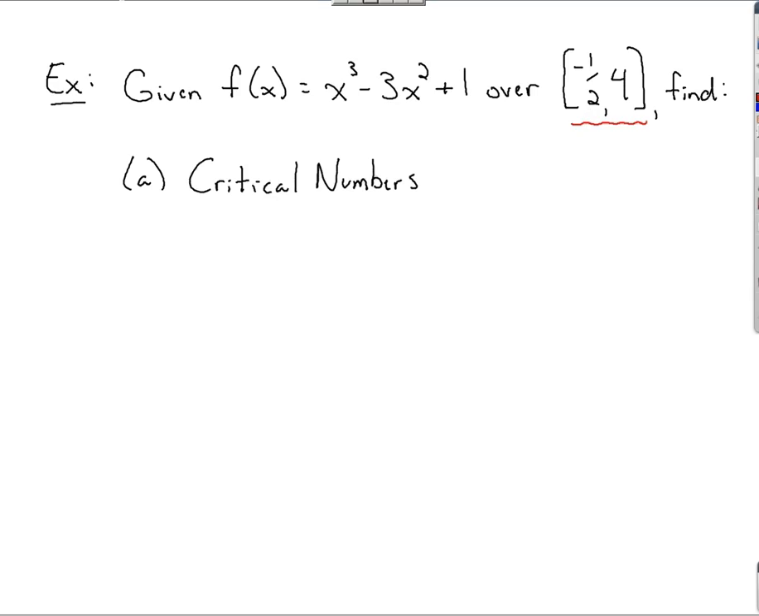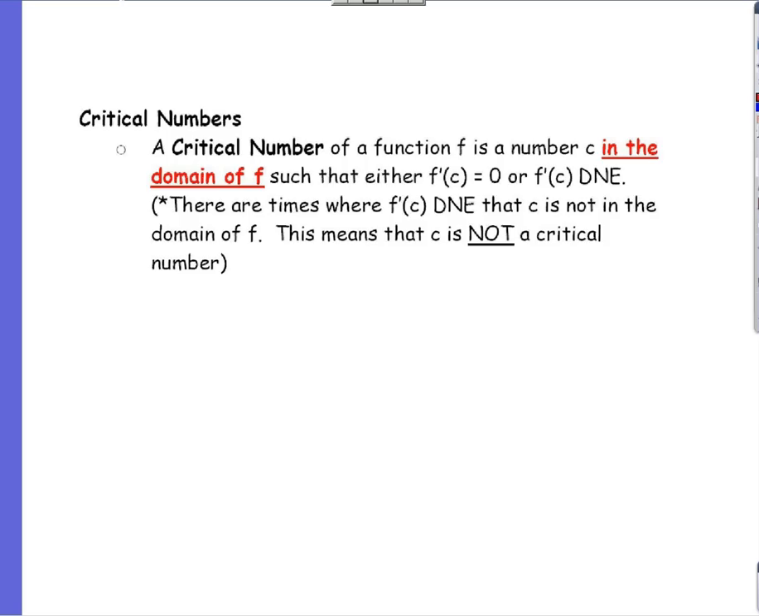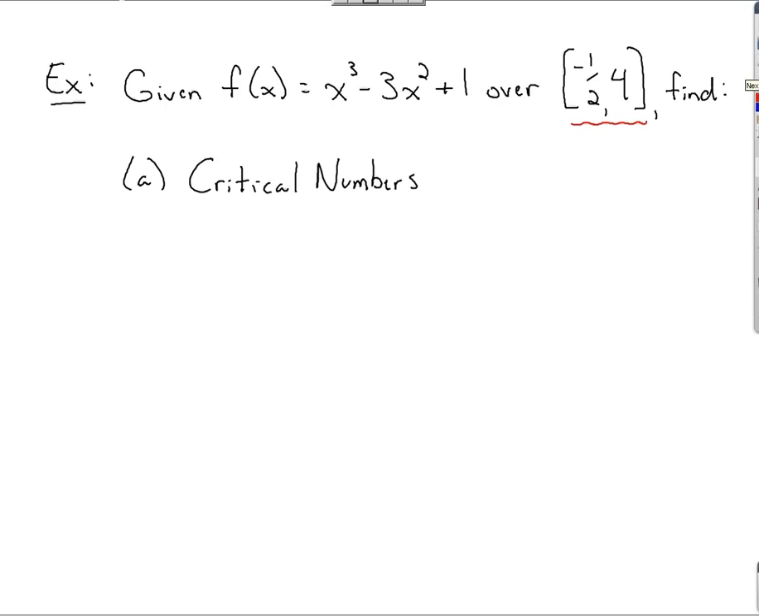So going back to our definition and how we do that, we're going to look at where the derivative equals 0. We're going to look at where the derivative does not exist. So if we're going to look at the derivative, we need to take the derivative. F prime of x here equals, pretty simple on this one, 3x squared minus 6x.